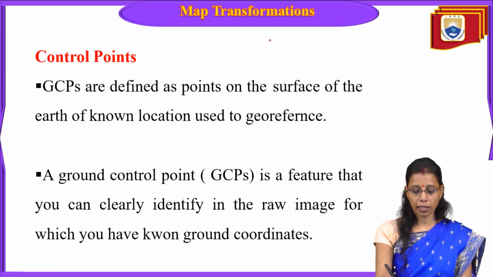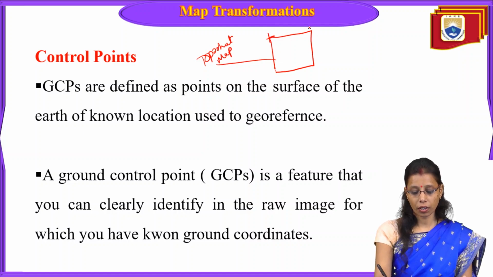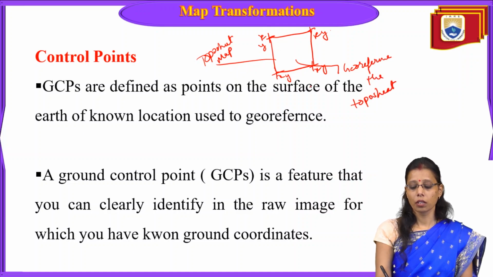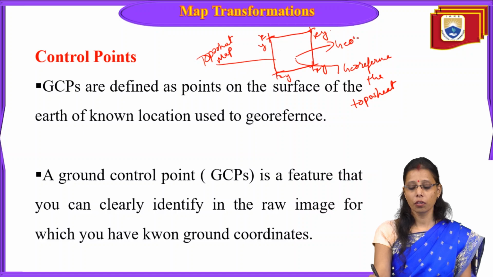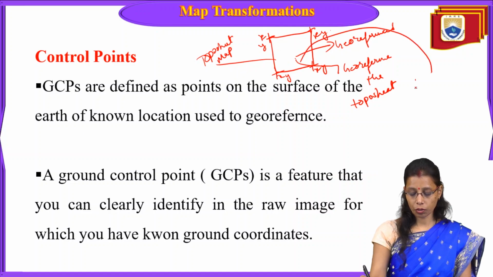Map to map transformation is like this: suppose you have a topo sheet map here. It has its latitude and longitude locations. The locations are already provided here, so x and y coordinates are assigned. On the topo sheet, first of all, we georeference the topo sheet. We run the georeferencing process and assign the control points. After assigning the control points, this map is georeferenced. Now, how do we transform it to the satellite?